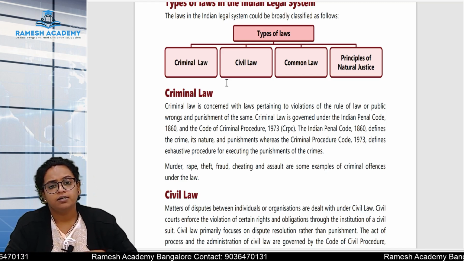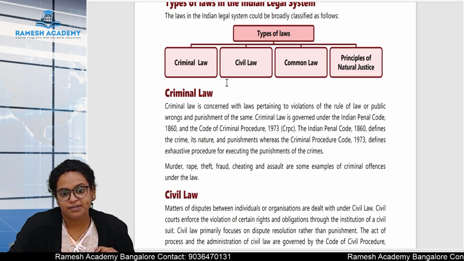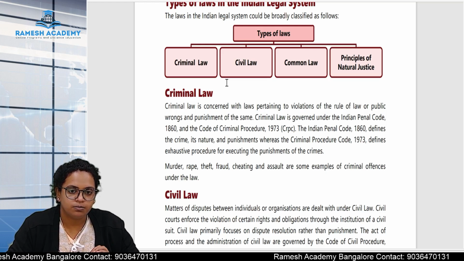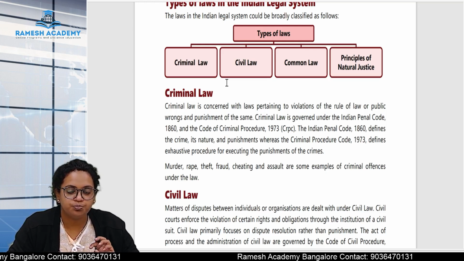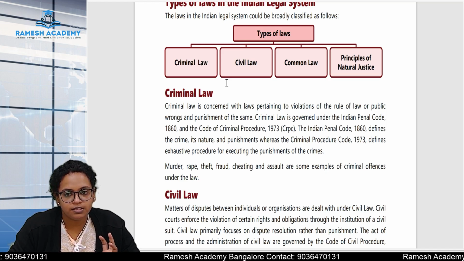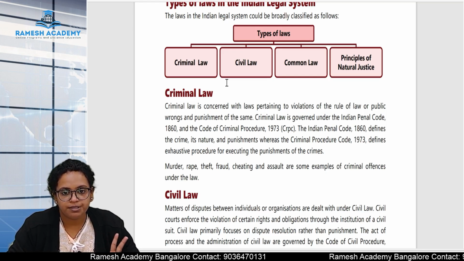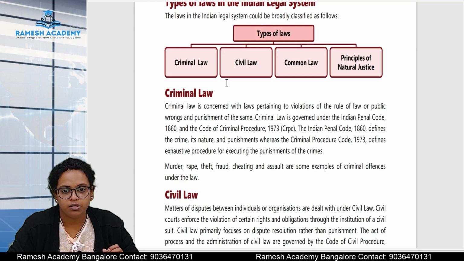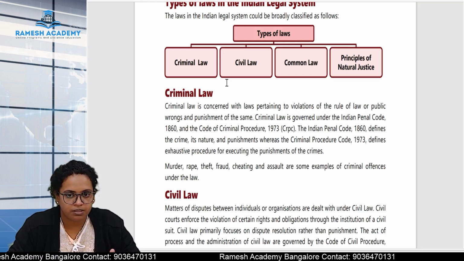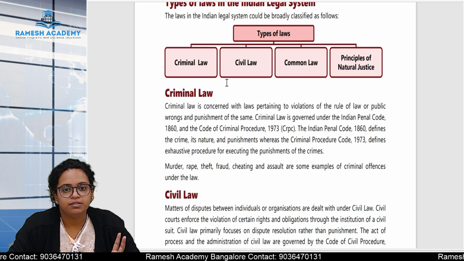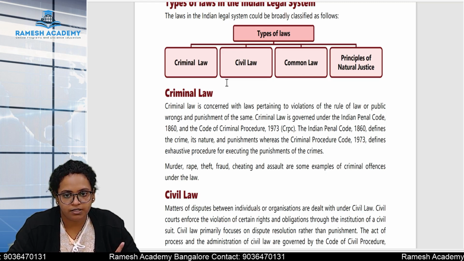So we have a variety, as a lot of crimes take place on a day-to-day basis. Criminal law gives directions only to certain particular incidents that have occurred, which are criminal in nature, which can be a murder, rape, theft, cheating, some fraud, which are all criminal laws. Civil laws are different from your criminal laws. So criminal law is governed by the Penal Code of 1860. It is governed by the Code of Criminal Procedure 1973.